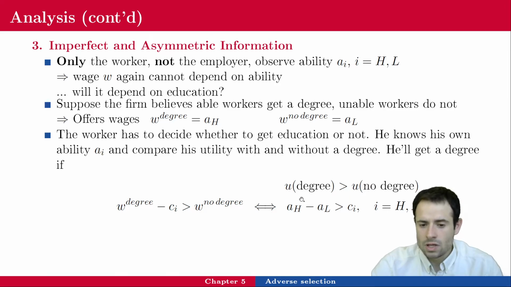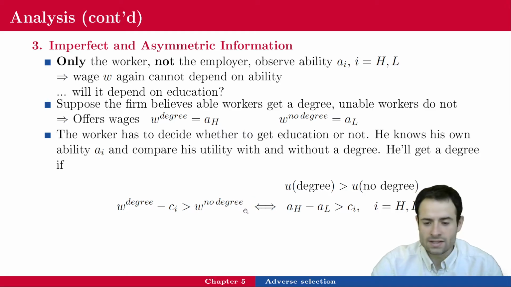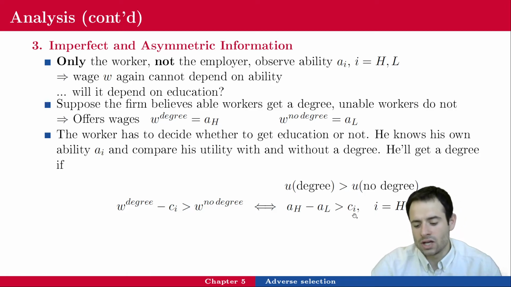If he gets a degree, he gets a wage equal to W degree, which is AH, but he's going to have to pay the cost of getting an education. If he doesn't get any degree, then he gets a wage equal to W no degree. Since he doesn't get a degree, there is no cost on the right-hand side. Now, if you replace W degree and W no degree with the actual wage proposals, then you obtain that this inequality boils down to the difference between abilities has to be bigger than the cost of getting an education.